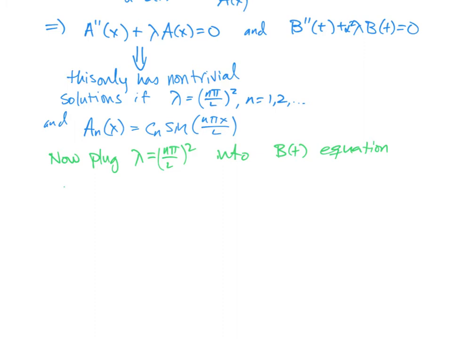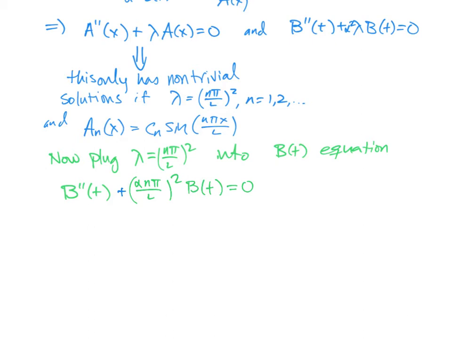And so we get b double prime of t plus alpha n pi over L squared times b of t equals 0. So with a little bit of scratch work, you should be able to recognize that this is the same sort of equation that we had for A, a second order constant coefficient equation. So we can use the characteristic equation. The roots of the characteristic equation will be complex because we have this positive number here.